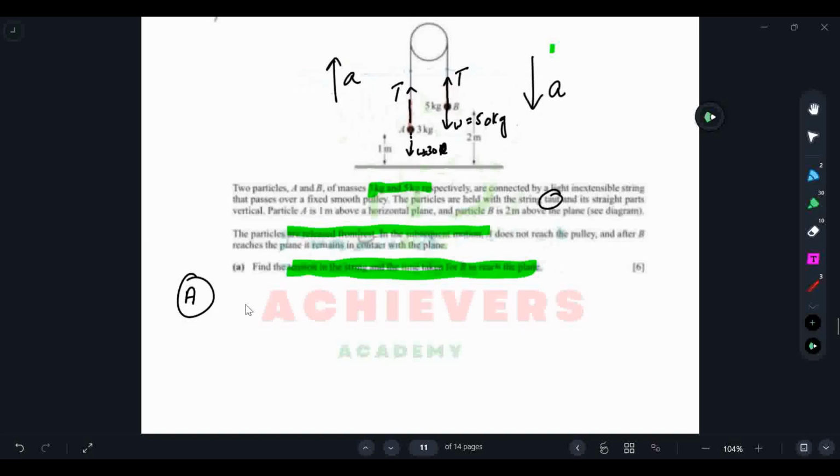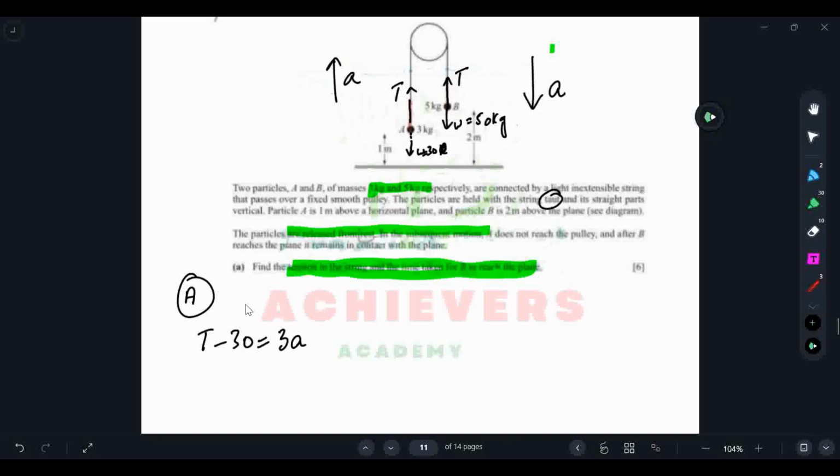For particle A, we need to create the equations. F is equal to ma. The forces will be T going upward, and weight going downward. So we can write it as T minus 30 is equal to ma. M is 3, so 3a.